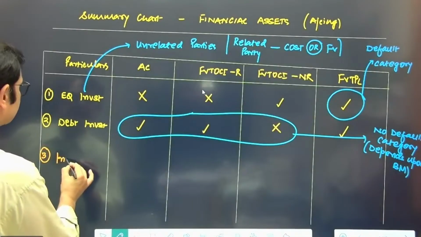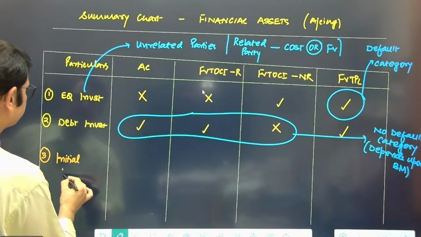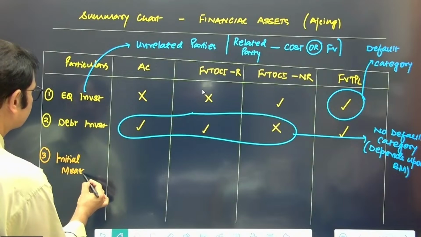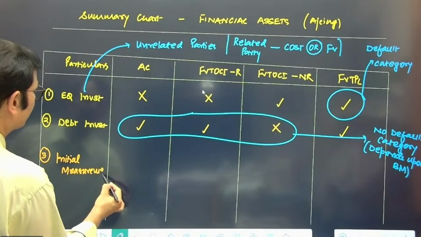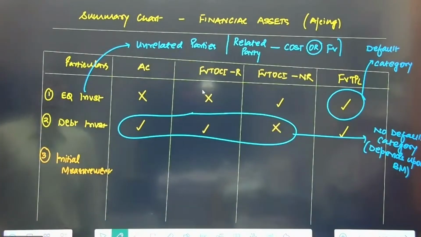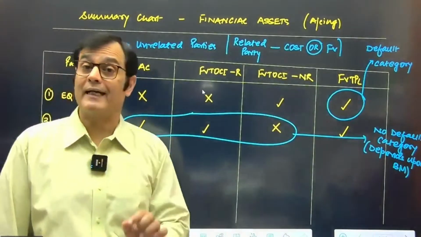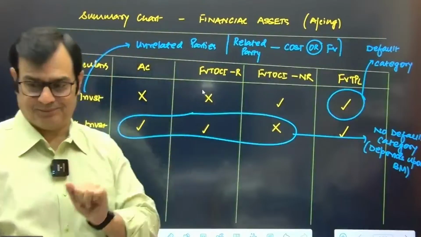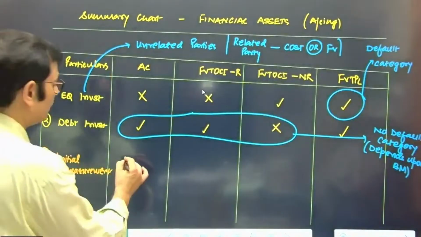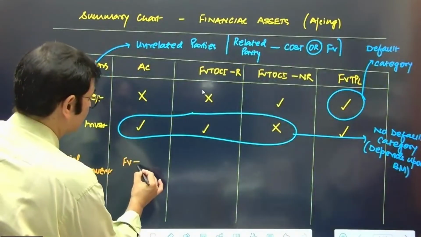I'm now looking at the initial measurement of financial assets at AC. You need to give me the inputs with the concept of TC. So are you going to add TC or not? AC: FV plus TC. Very good. It's fair value plus a TC.